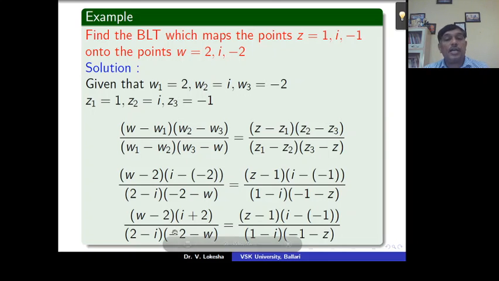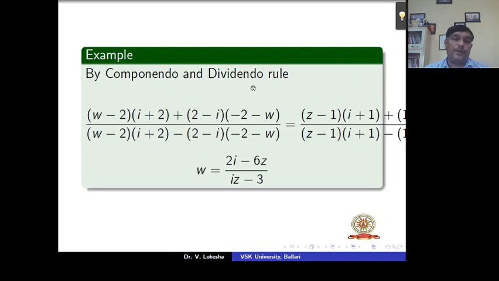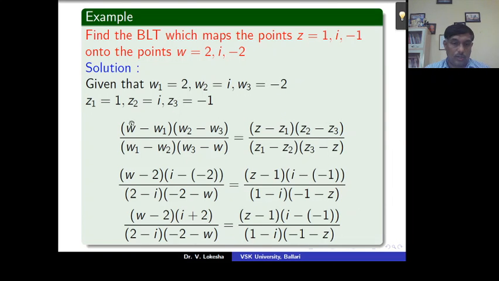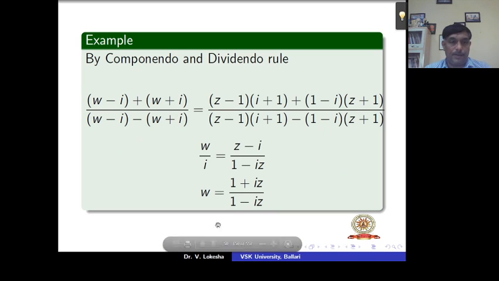After substitution, rearrange the terms and simplify whatever can be simplified. After that, you can use the componendo and dividendo rule. You cross multiply, and after simplifying the terms you get w by i is equal to (z − i) divided by (1 − iz). Simplified, you get (1 + iz) divided by (1 − iz).